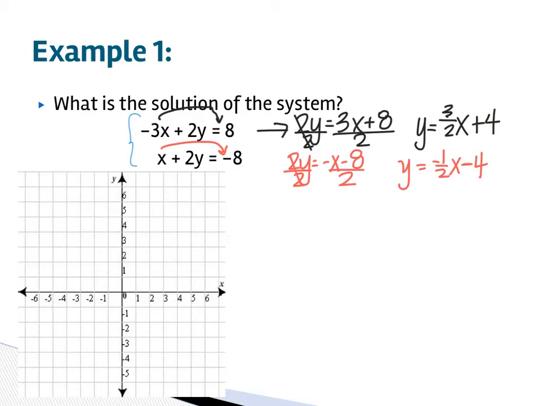The y-intercept for the black line is going to be positive 4, so we're going to go up 4 and put a point. The slope is positive 3 over 2, so we're going to go up 3 and run 2 and put a point there. I run out of room on my graph, so I can do the exact opposite. Down 3, left 2, and put a point there. And then you draw your line.